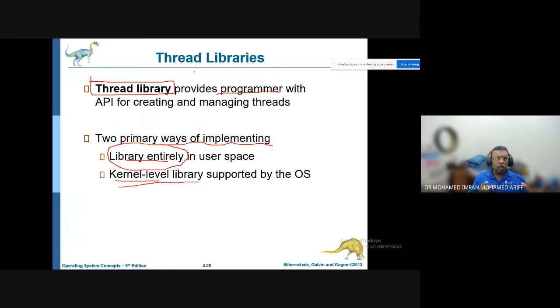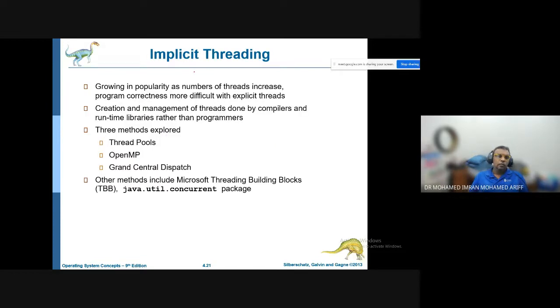But overall, all of these threads have something which is called a thread library. Thread libraries are all the functions available to be used by each particular thread. Okay, each particular thread. That means you can use these functions, tetapi ada beberapa function yang you cannot use because these functions are shared among all threads. Alright, so implicit threading, growing in population, number of thread increases, program correction more difficult with explicit threads.